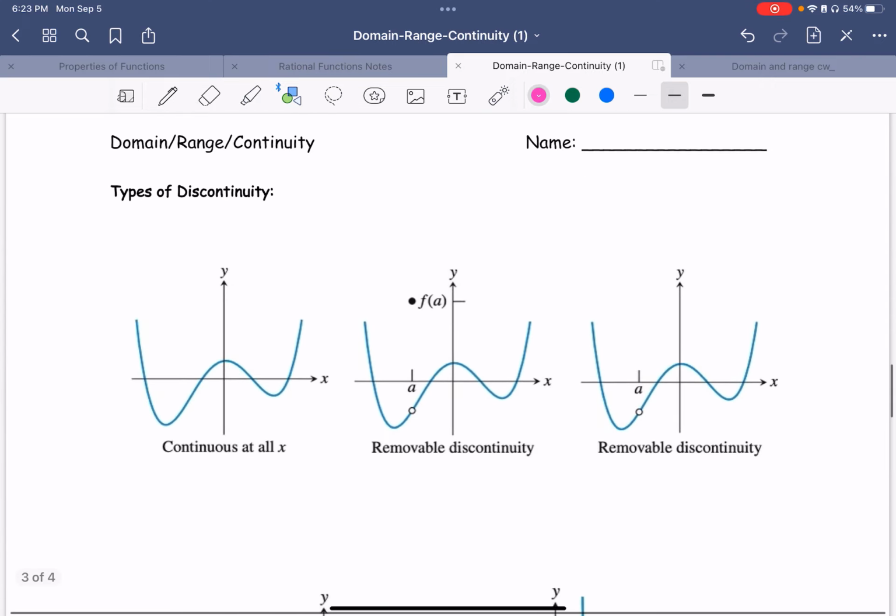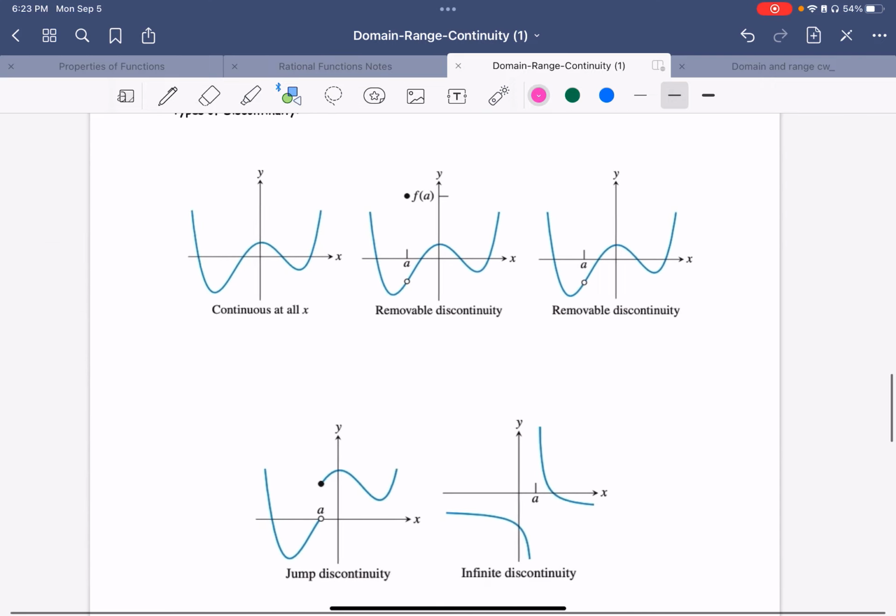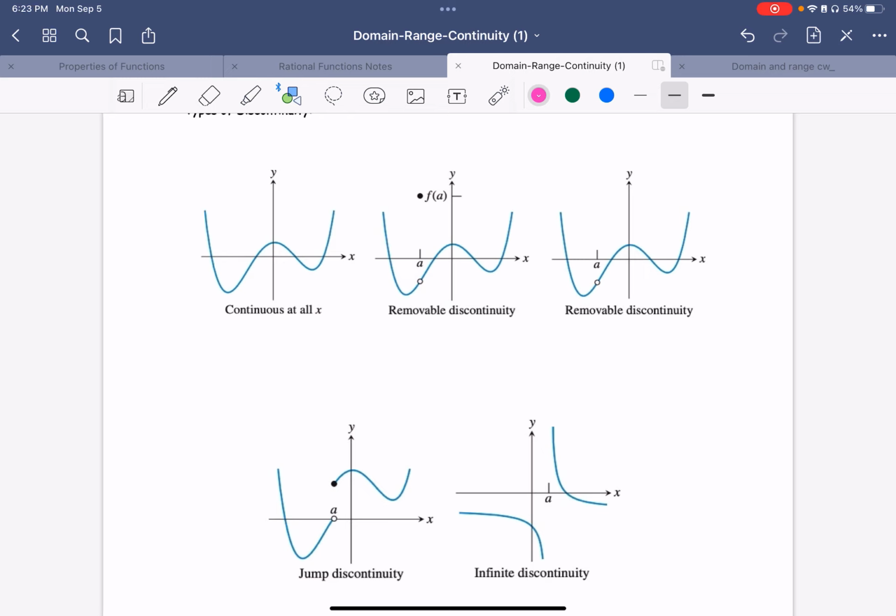The next page, we're going to talk about types of discontinuities. So the most common type of graph that you've seen are continuous, which is the first example. You can think of continuous as being able to draw the function without ever having to lift up your pencil. Okay, so this is an example of continuous. Removable, there are two different types of removable. So you can see here there are two different types.